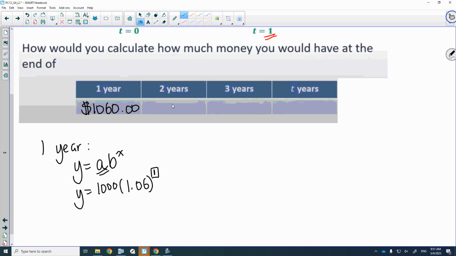So at the end of 2 years, it would be $1,120, right? But that's not how compound interest works. Now they're going to pay us interest on that $60 as well. So at the end of 2 years, $1,000 was our initial deposit. We're making 6% a year, and now we're at 2 years. So watch how we'll have slightly more than $120 interest.